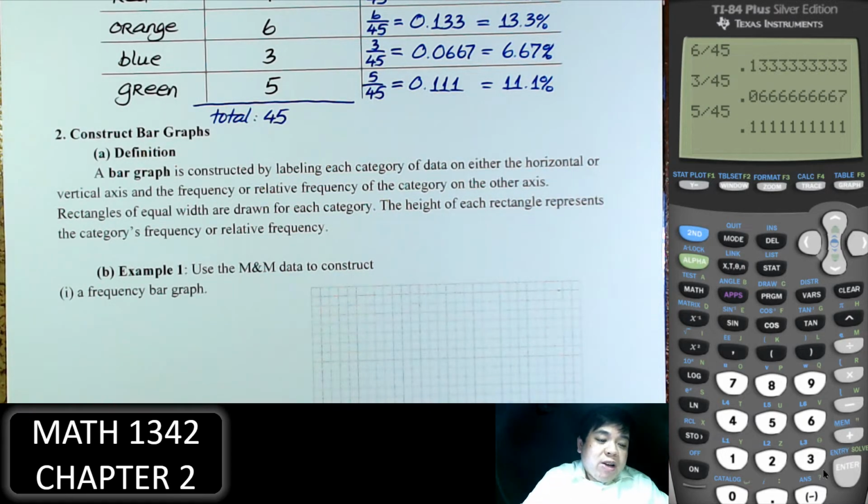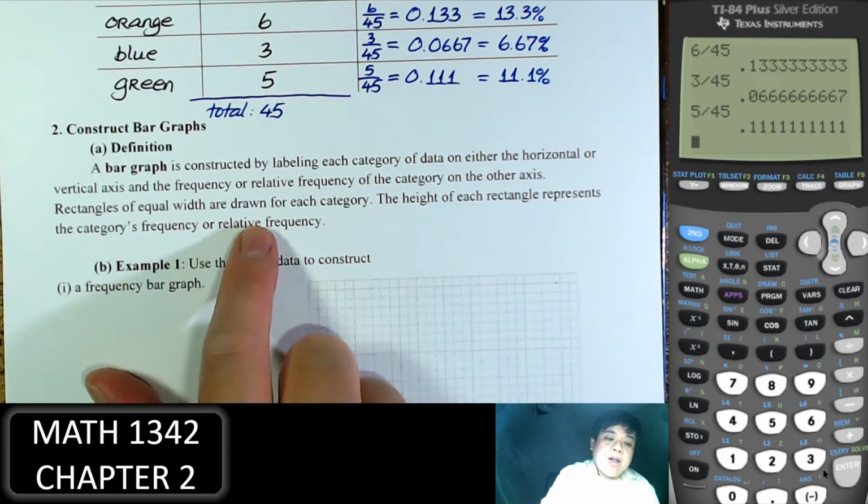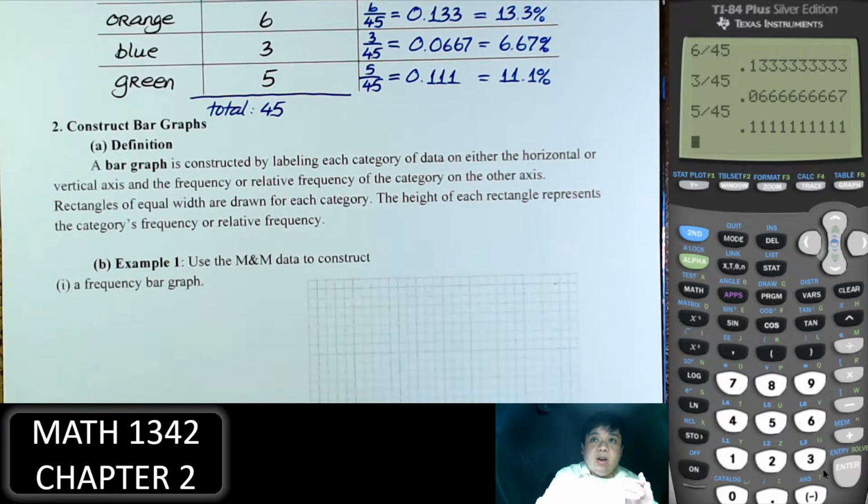A bar graph is constructed by labeling each category of the data on either the horizontal or vertical axis, and then a rectangle or bar is drawn for each category. The bigger the bar, the higher the bar, the bigger the number is.